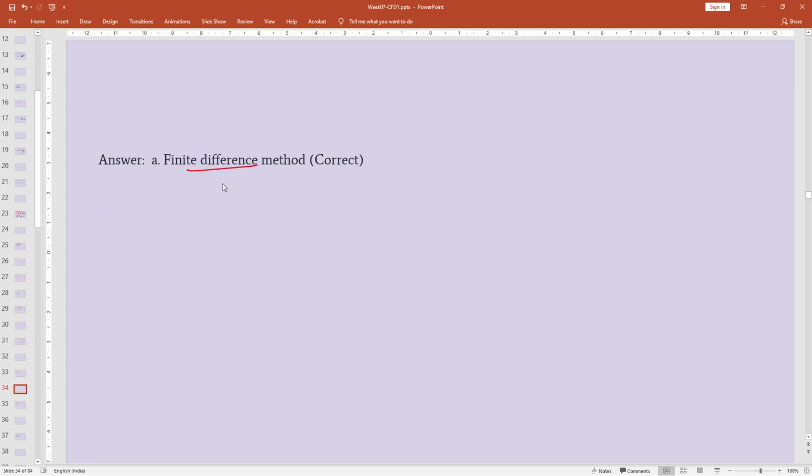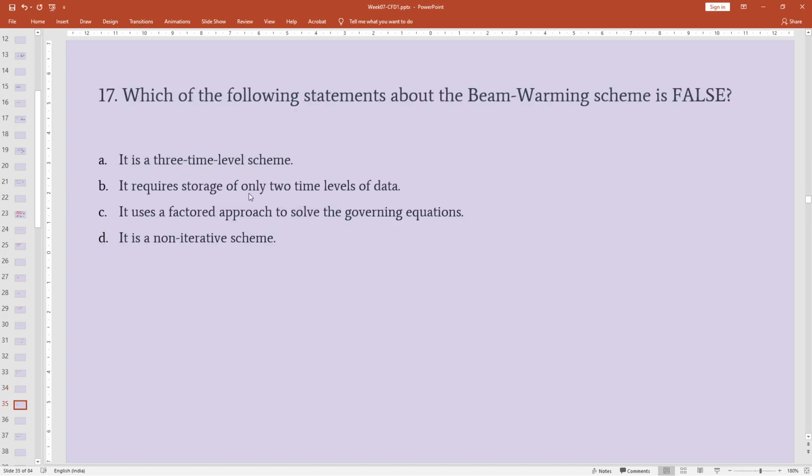Answer is finite difference method. Next question is: which of the following statements about the Beam-Warming scheme is false?